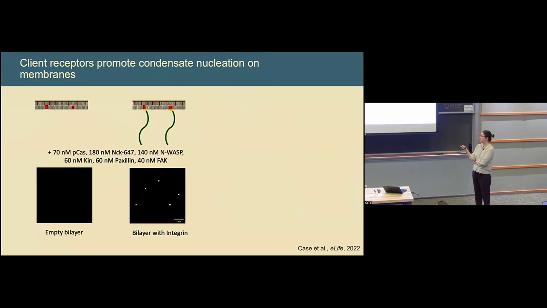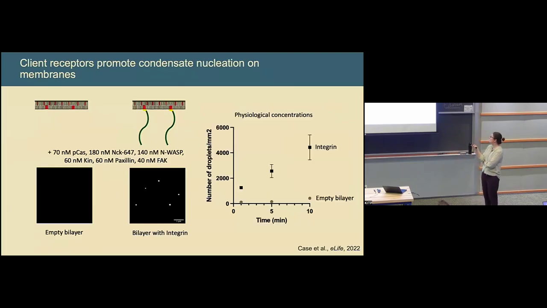It's only when the receptor is on the bilayer that we start to see the nucleation of these condensates occurring. And we can quantify this over time. So on an empty bilayer, over the course of 10 minutes, there's very little condensate nucleation, whereas if we have the receptor on the bilayer, we start to see condensate formation pretty quickly.